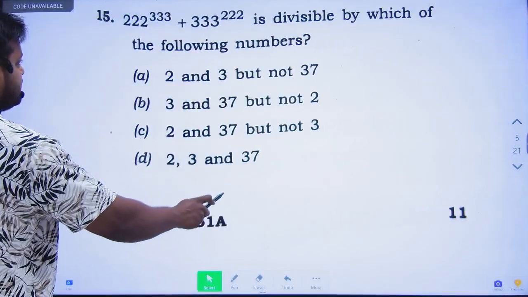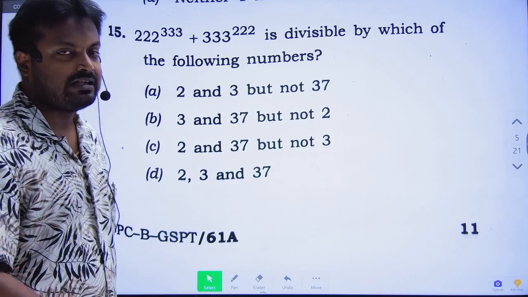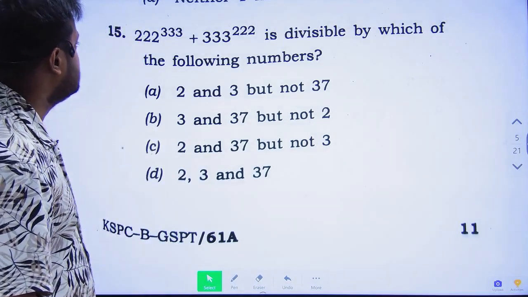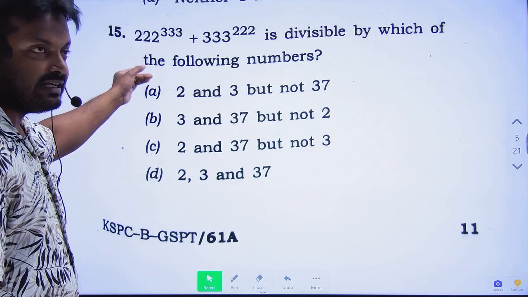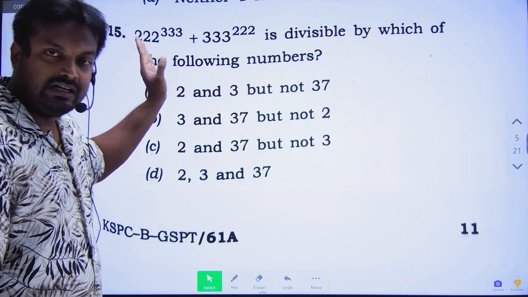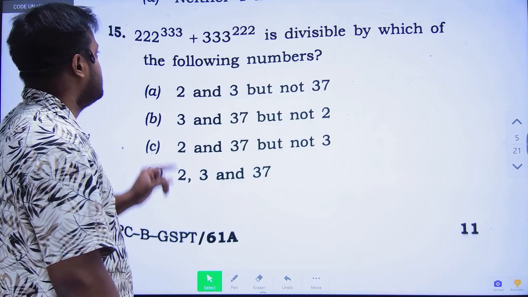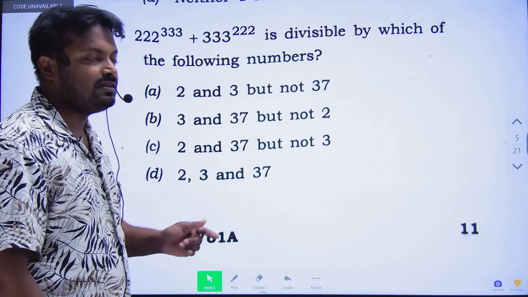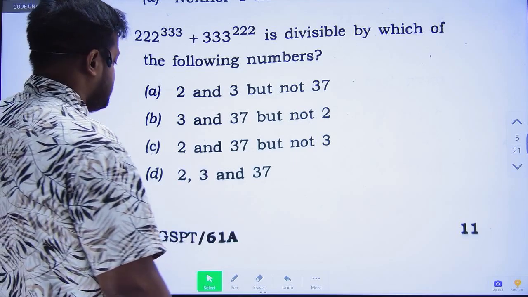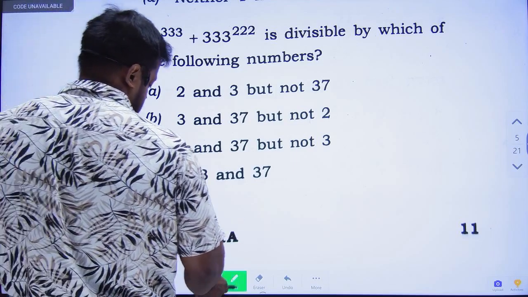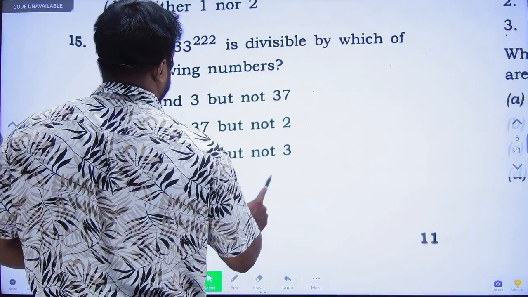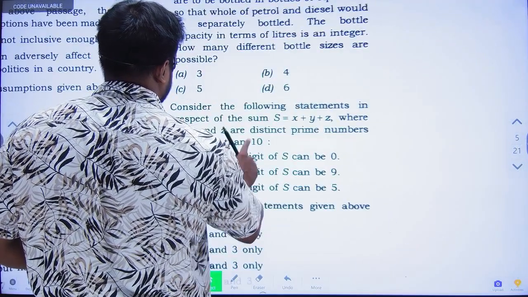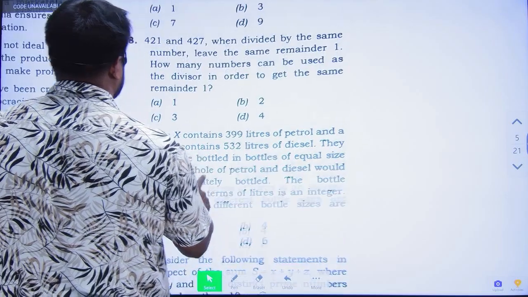Here there is no need to use anything like Fermat's theorem or Euler's theorem. Nothing of that sort is required. You can directly see 222 is a multiple of 37, so the number is divisible by 37. Likewise, the base is a multiple of 37, so it's divisible by 37. You don't need to apply Euler's theorem or Fermat's theorem, or find the Euler number of this and solve by that approach. That is not required.